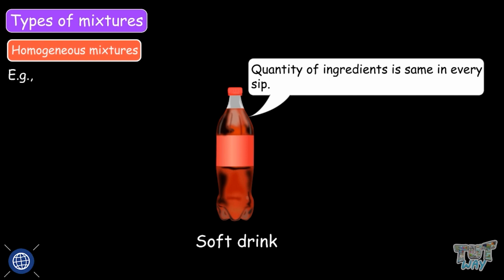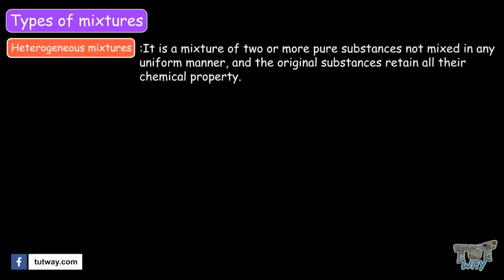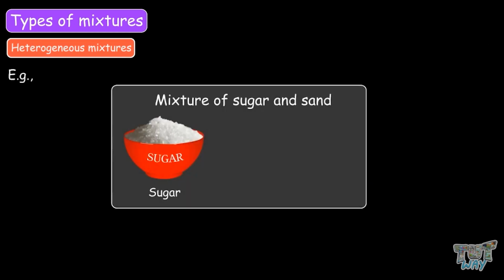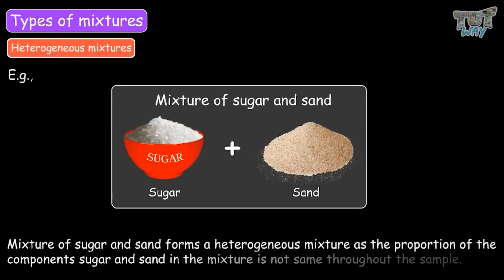Now let's learn what is a heterogeneous mixture. It is a mixture of two or more pure substances, not mixed in a uniform manner, and the original substance retains all their chemical properties. For example, a mixture of sugar and sand forms a heterogeneous mixture, as the proportion of the components of sugar and sand in the mixture is not the same throughout the sample.